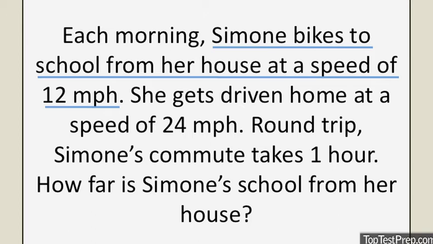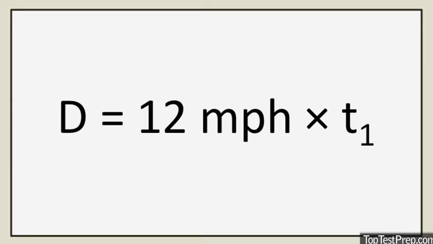Simone bikes to school from her house at a speed of 12 miles per hour. Plugging this into our formula, we have the following. D equals 12 miles per hour times T1, where our rate is 12 miles per hour, our distance is D, and the time it takes to get to school on a bike is T1. Remember, we're trying to calculate the distance here.